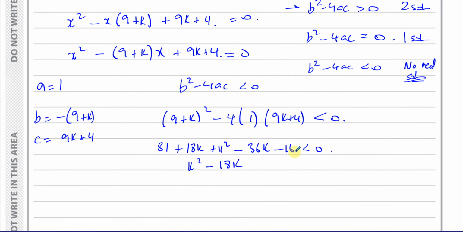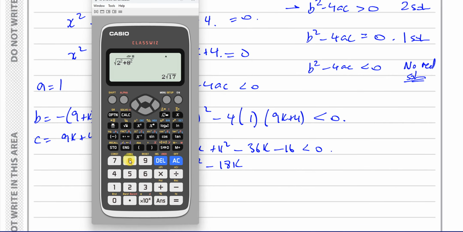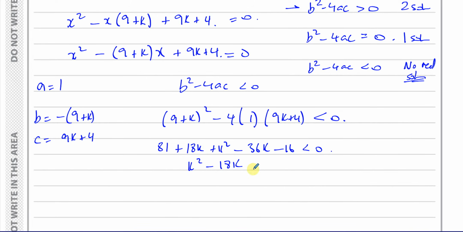So 81 minus 16 gives us 65. So we're going to have plus 65 is less than 0. We've got to find the values of k for which this inequality is true. Remember, this represents the discriminant of the quadratic. This represents the values of k for which the discriminant value is given. So we want to find when the discriminant is negative.